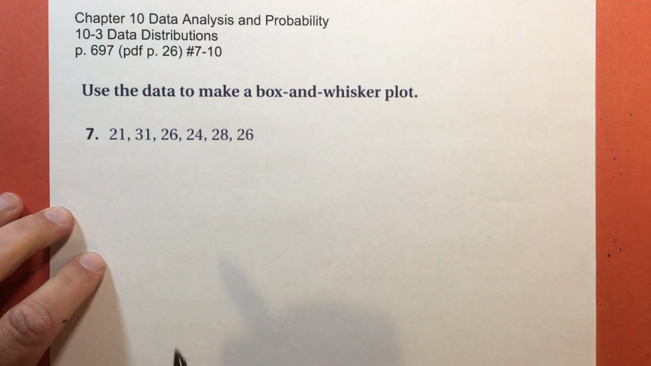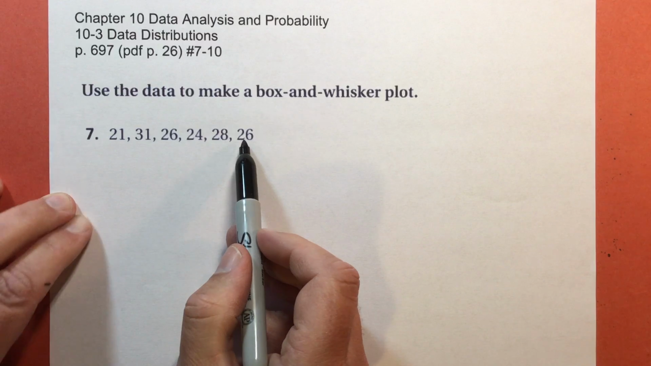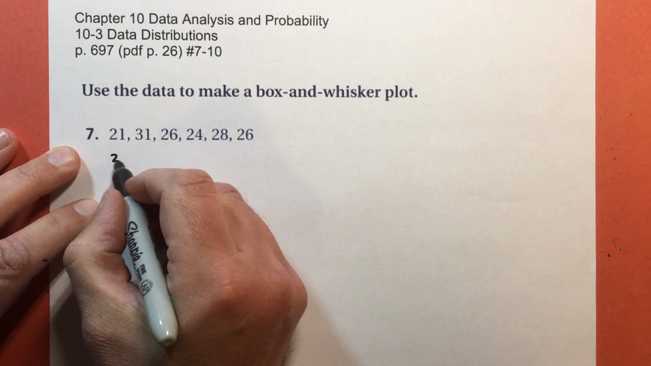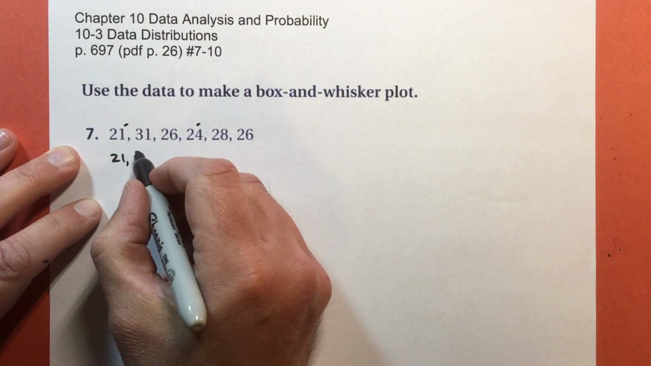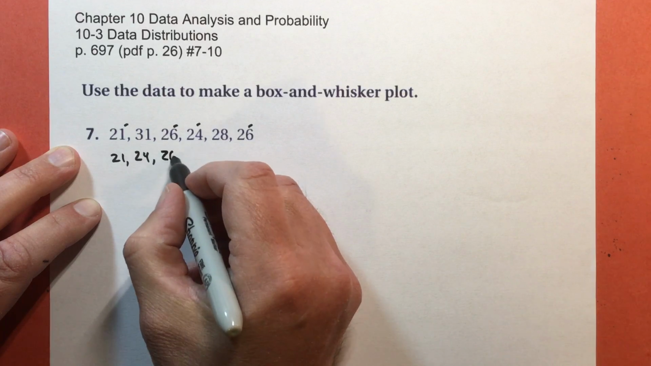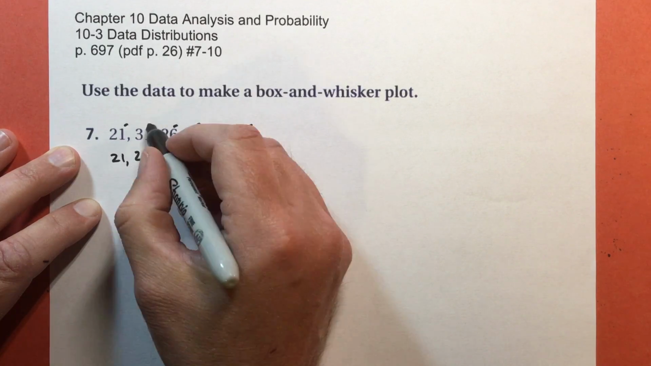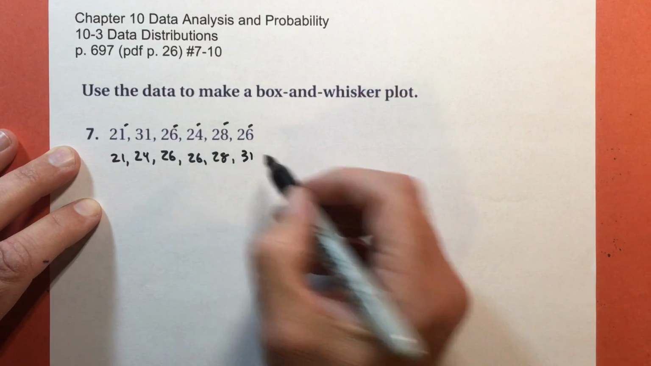Let's put these numbers in order. So you got 21, 31, 26, 24, 28, 26. Looks like 21 is the smallest number. And then I got 24. And then I got a couple of 26s. And then looks like 28. And then that 31 right there. Okay.